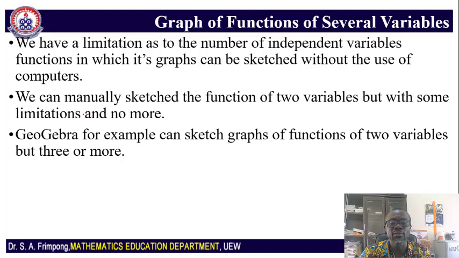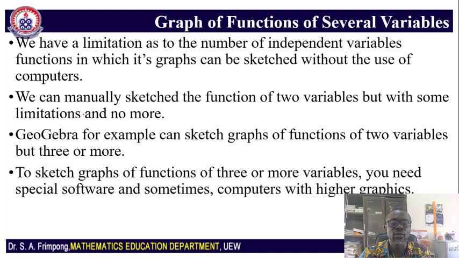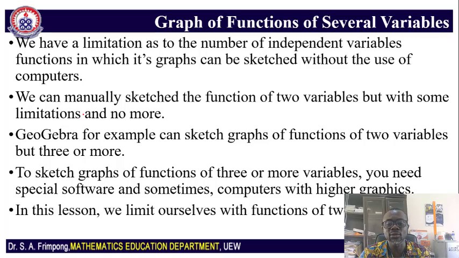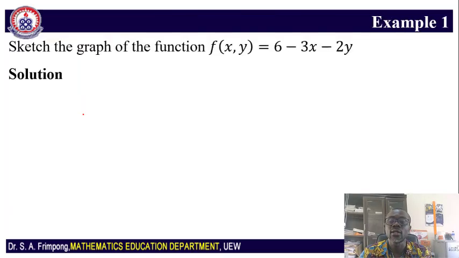For example, GeoGebra can sketch graphs of functions of two variables, but three or more is not possible. So to sketch a graph of a function of three or more variables, you need special software and sometimes computers with higher graphics models. So in this lesson, we're going to limit ourselves to functions of two variables. So let's look at this function.